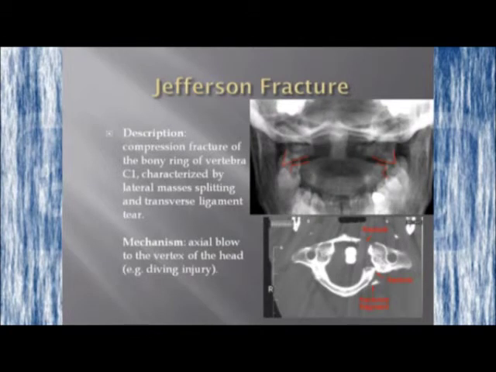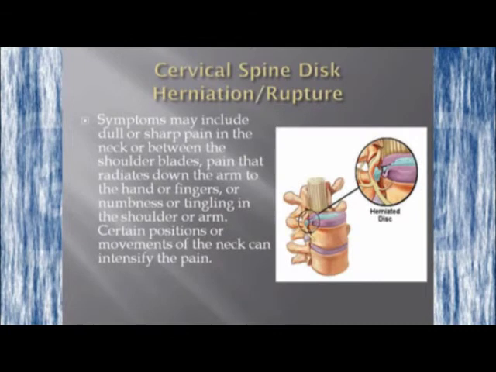Just a nice picture of the typical blowout fracture of a Jefferson fracture with axial compression. Those are the folks wearing the halo, if we got to them soon enough to prevent any sort of neurological deficit. And what happens is the ring actually lets go and the lateral mass goes laterally, and you'll see a widening around the dens on one side versus the other typically.